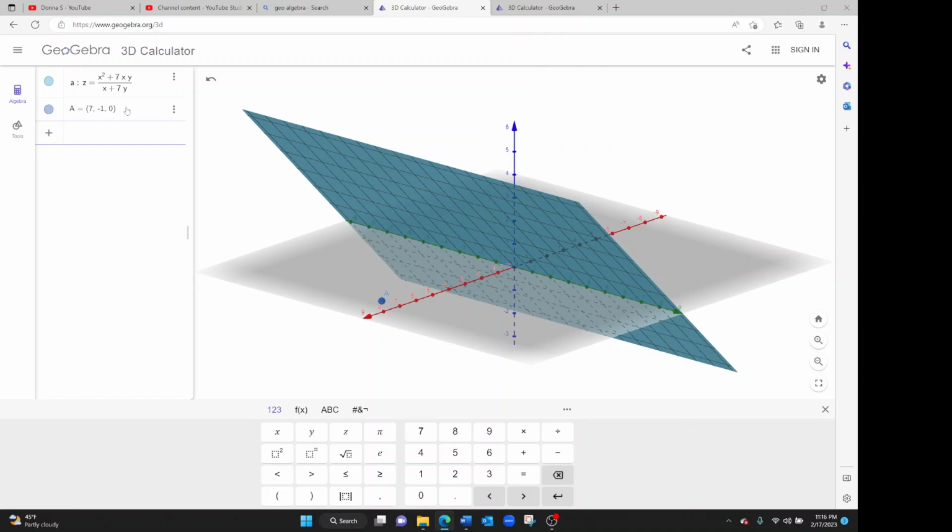And so here's the story, that if we go straight up and we hit our plane, we're going to be hitting our plane at a height of 7. So I'm going to put that in here as an ordered pair. 7, comma, -1, comma, 7.